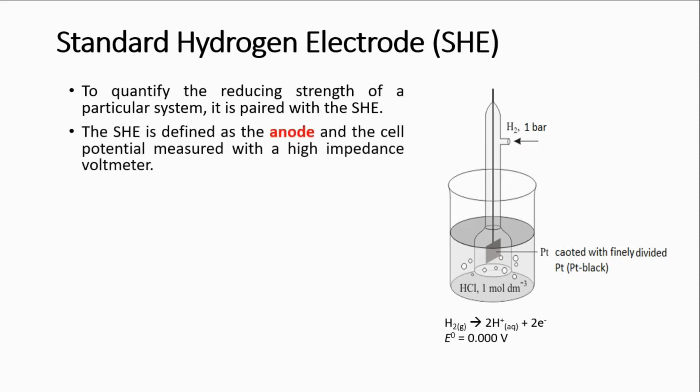Right, and this is normally used. Now, the first thing you have to understand is that the SHE is defined as the anode, and the cell potential is measured with a high impedance voltmeter. Right, so you want a high impedance voltmeter, high resistance voltmeter, that is, so the voltmeter does not use up any of the potential that is being generated by the half cell in question.